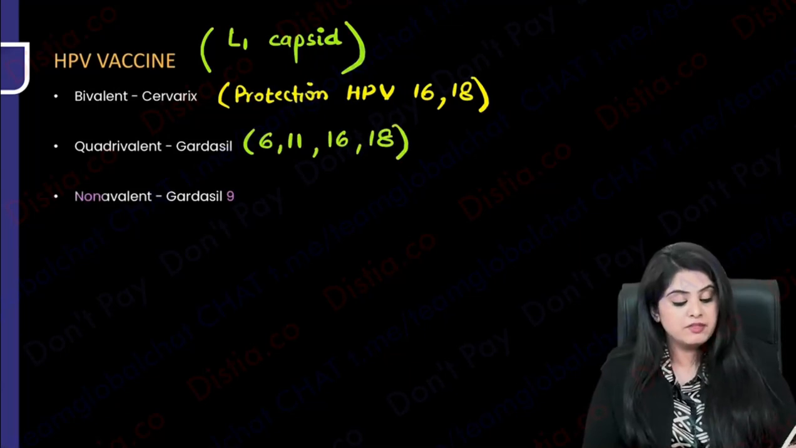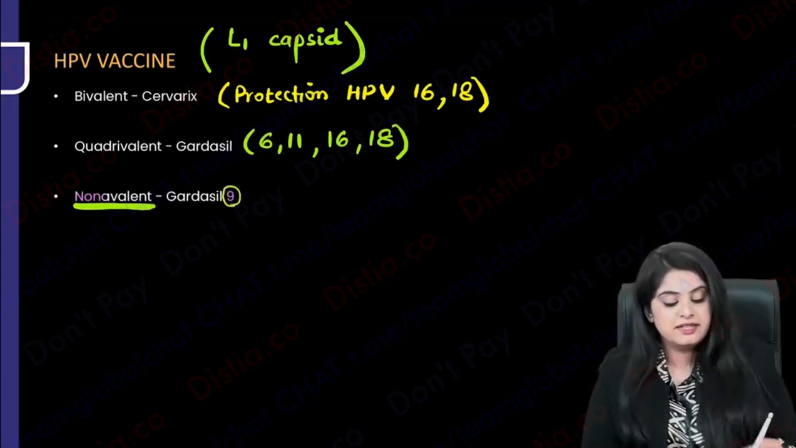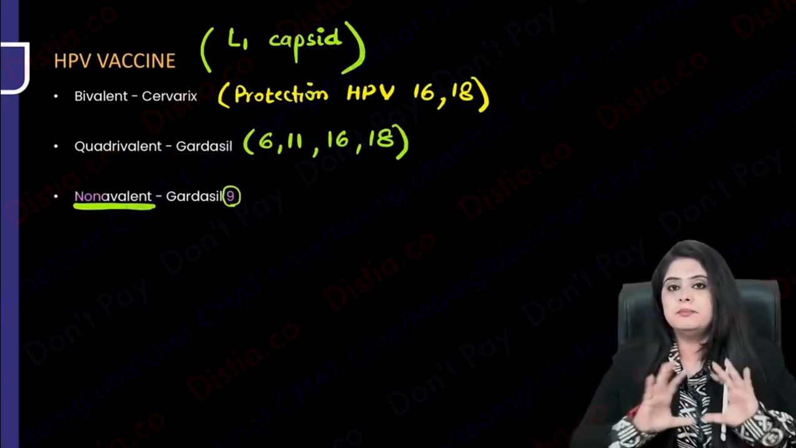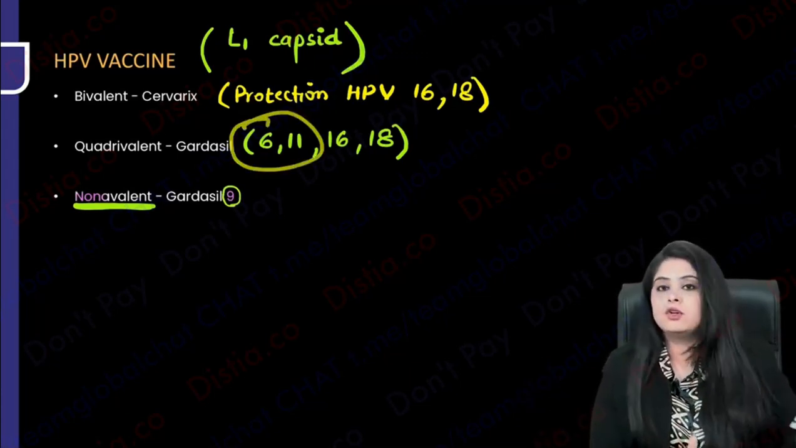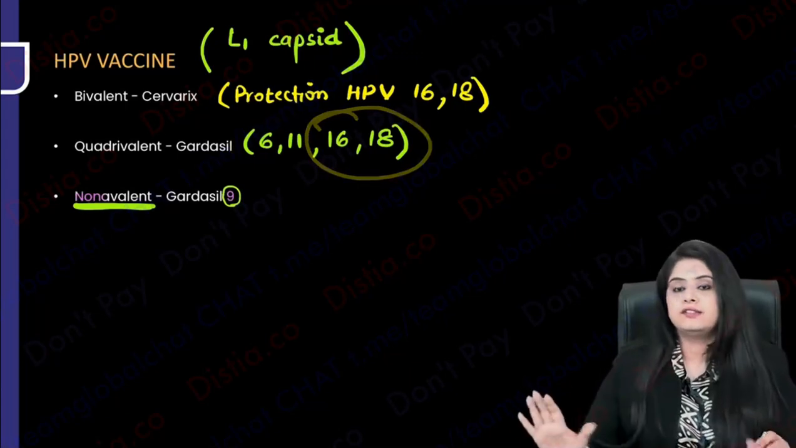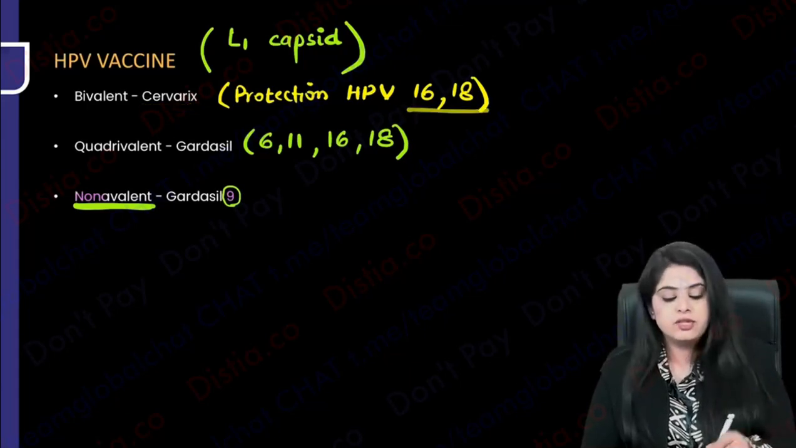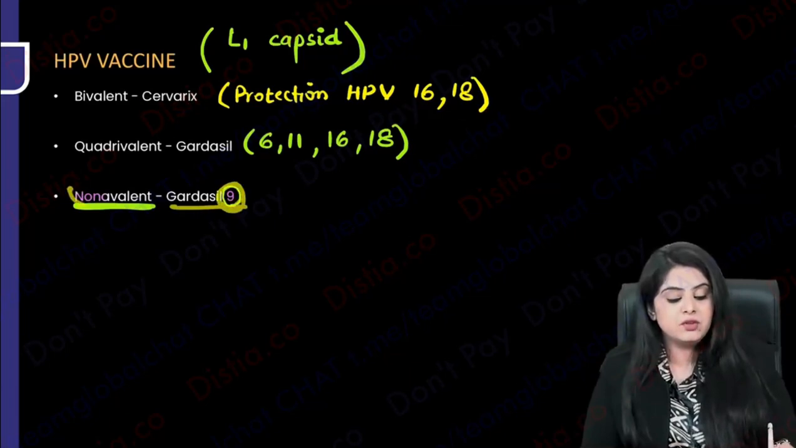But now they've come up with a nonavalent vaccine which gives you protection against 9 strains, and that is going to be Gardasil 9. So please remember, firstly, Gardasil is like a guard. The main 4 things are covered: 6, 11, 16, 18, because 6 and 11 cause warts, 16 and 18 cause cancers. So the main 4 are covered by Gardasil. Cervarix is a smaller version that only protects against the main 16 and 18. And Gardasil 9, of course, is nonavalent.